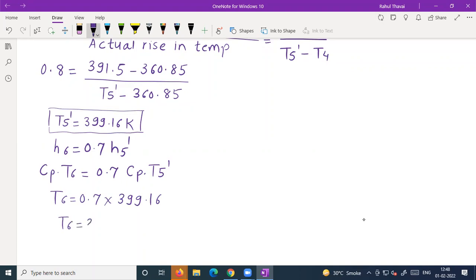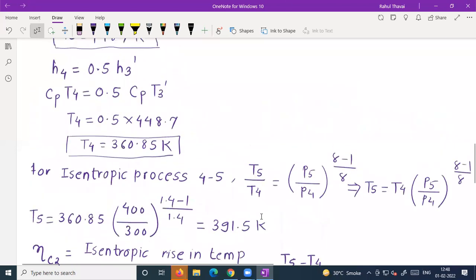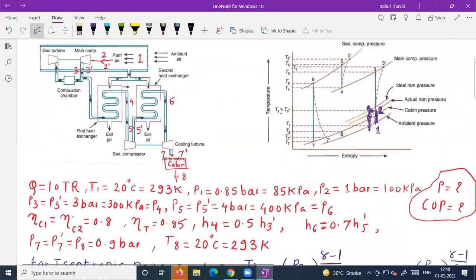Okay, and that is coming 361.3. I'm not stressing more on how to do this calculation. It's a simple calculation, no need to give more time for it. Try to understand the things. So this is T6 we got, right? We got the temperature at point number 6.